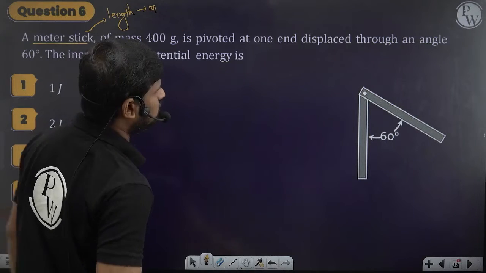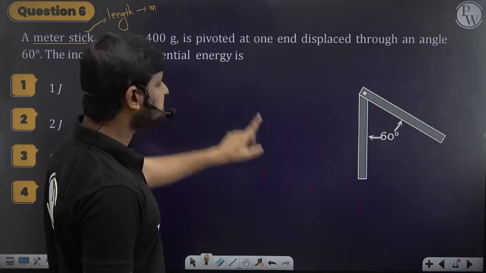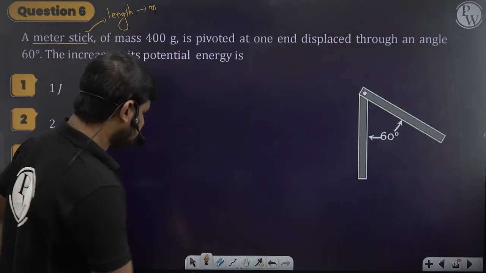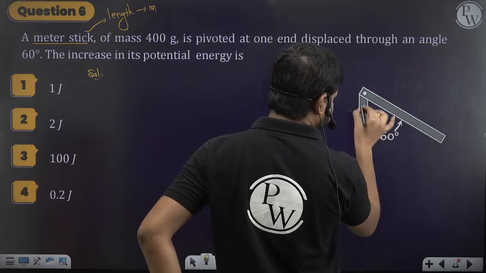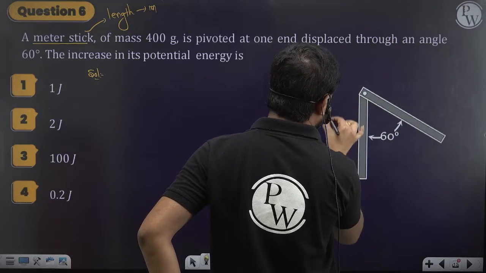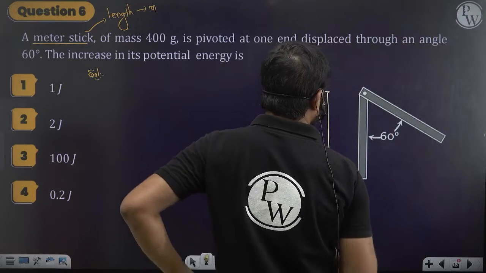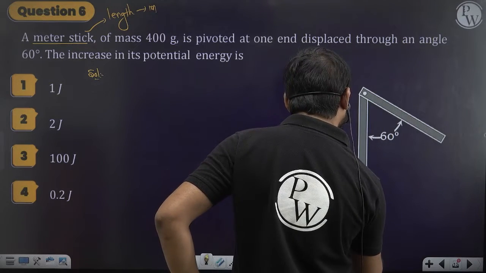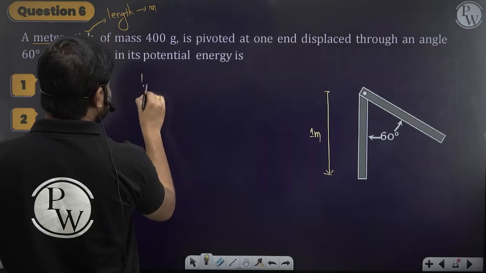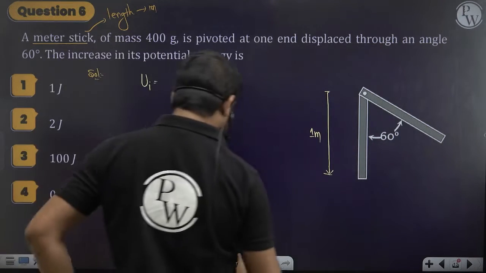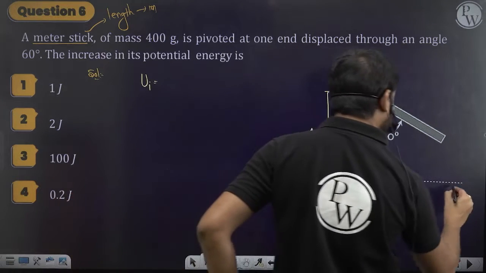Okay, sure. So now it is displaced by an angle of 60 degrees. So the increase in its potential energy is, see here, the meter stick, its total length is 1 meter initially. So what is its initial potential energy? See here, its initial potential energy Ui, so consider this as the ground.